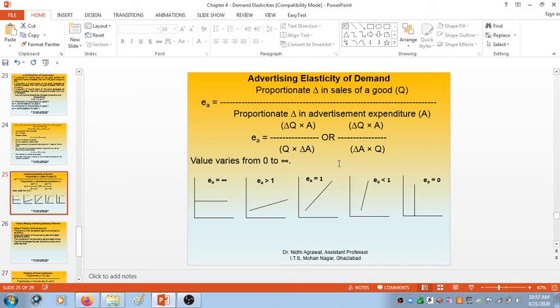Whatever elasticity you are going to study, the important values, or you can say degrees of elasticity, are only 5. That is, infinity means perfectly elastic, greater than 1 relatively more elastic, equal to 1 unitary elastic, less than 1 relatively more inelastic, or you can say relatively less elastic, and equal to 0 means perfectly inelastic.